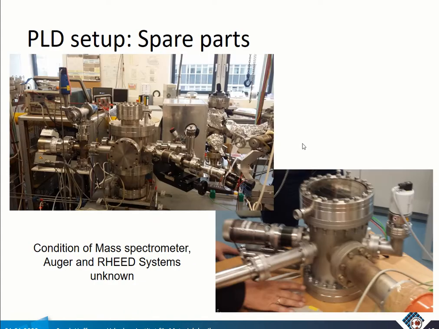What we furthermore have, this is an old picture of the chamber number 2 that's currently out of order, and we have also other spare chambers. And what we have still on the shelves is a mass spectrometer, an Auger system, and a RHEED system. But to be honest, the condition of those 3 parts is unknown. So if you are having a lot of free time, you can try to rebuild all of those systems.